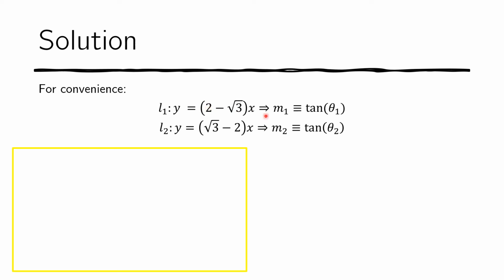Now let's write down the slopes, m sub 1 and m sub 2. So m sub 1 is just this expression from here. M sub 2 is just this from here. And we notice that m sub 1 and m sub 2 are negatives of each other. The significance of that is that the angles they make with the positive x-axis are also negatives of each other. And so we can say that theta 2 is equal to the negative of theta 1.